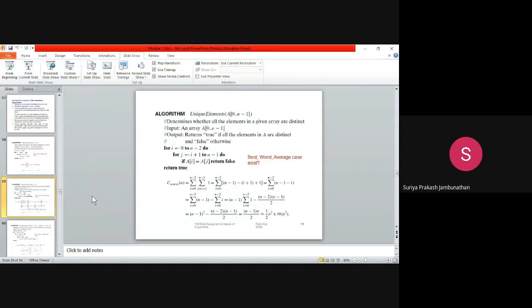So what we are doing here, we are taking the array; input is the size of the array, an array A of 0 to n minus 1. Here we have to take the output. It returns true if all the elements in A are distinct, false otherwise. If elements in the array are the same, it will return false, otherwise it will return true. That is the way they are writing the algorithm.